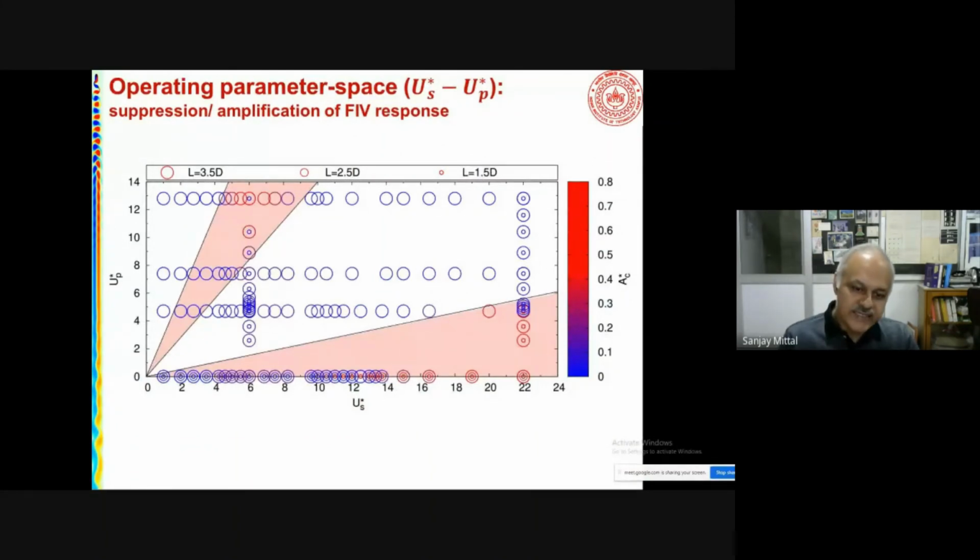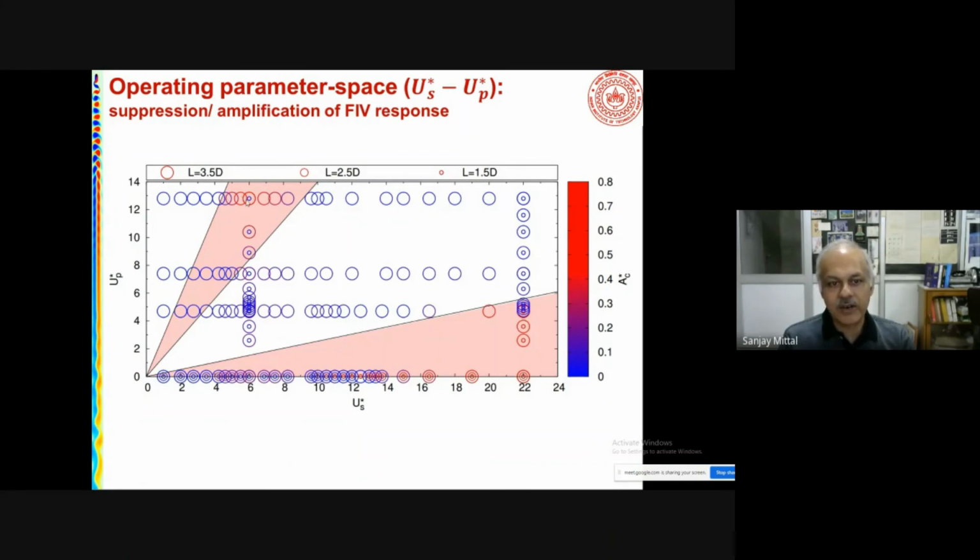So on the x-axis is the reduced speed based on the spring. On the y-axis is the reduced speed based on the plate. And one can actually mark on it, in this parameter range, what is the amplitude of the vibration of the cylinder. And you can color code it. So blue means it's a very quiet system.